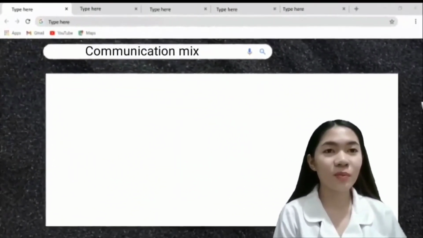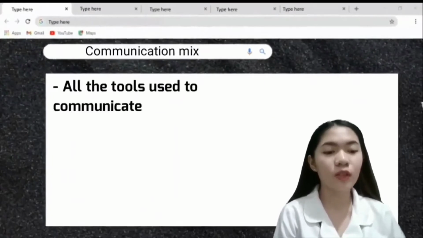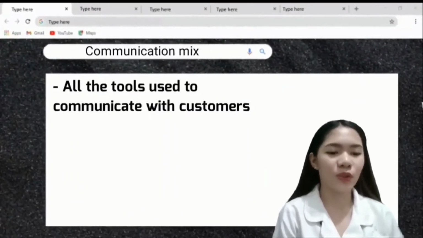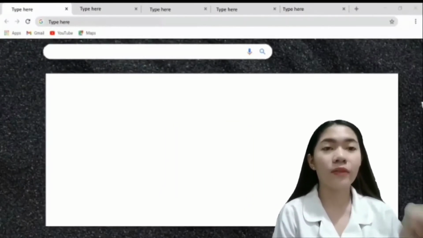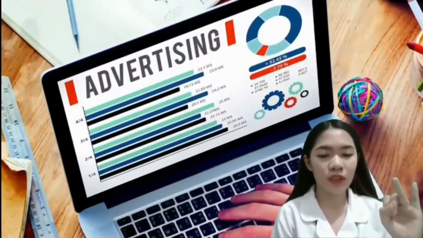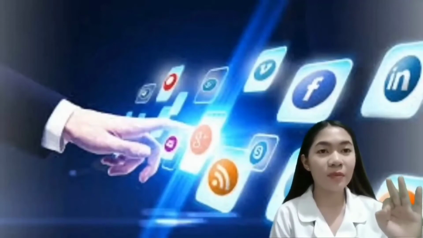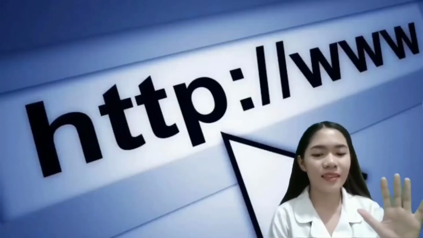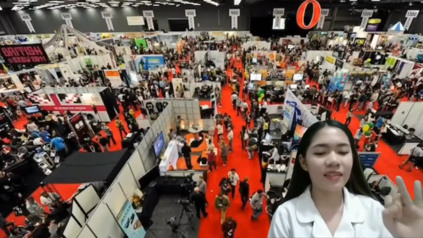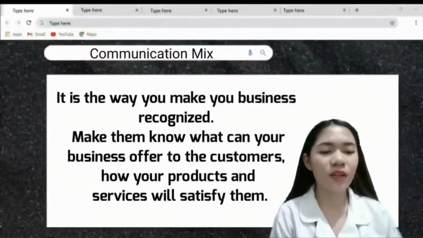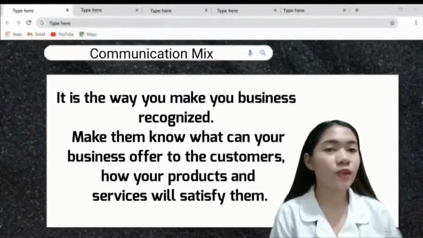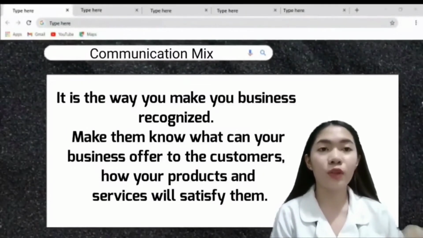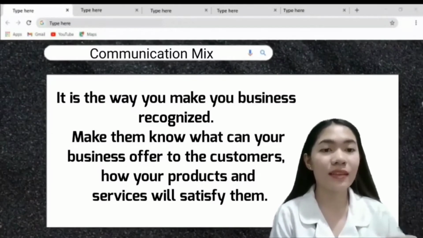The communication mix involves all the tools that you use to communicate with your customers or your potential customers. This could be through advertising, social media, product packaging, direct marketing, websites, events, and exhibitions. It is the way your business is recognized. You make them know what you can offer to your customers, and how your products and services will satisfy them.